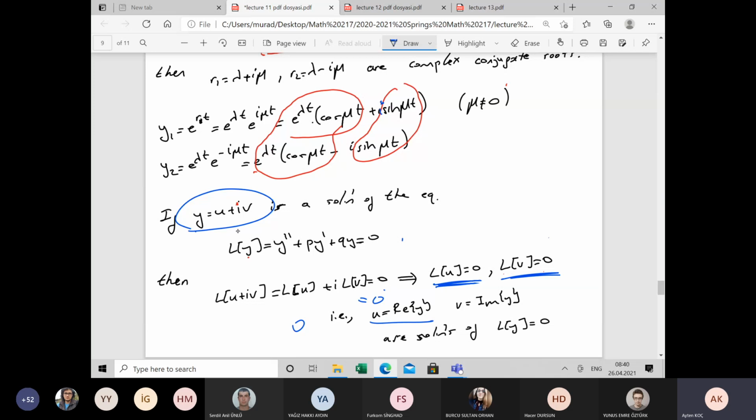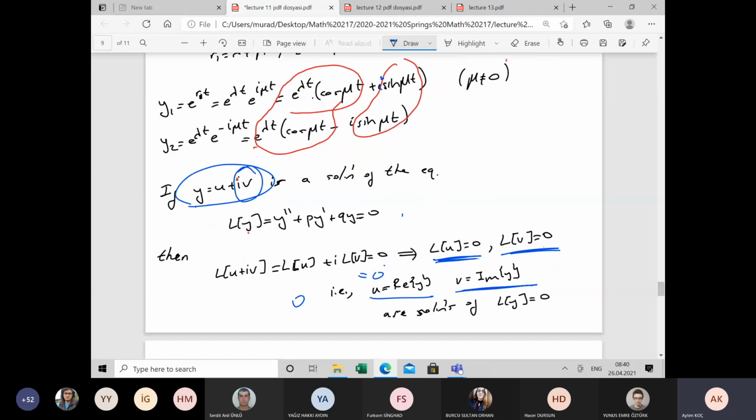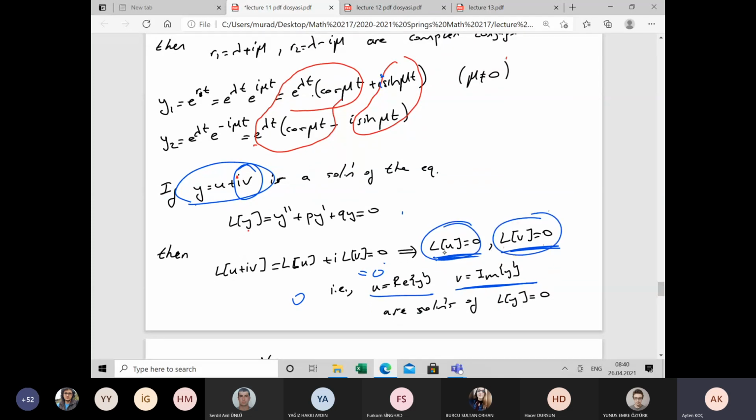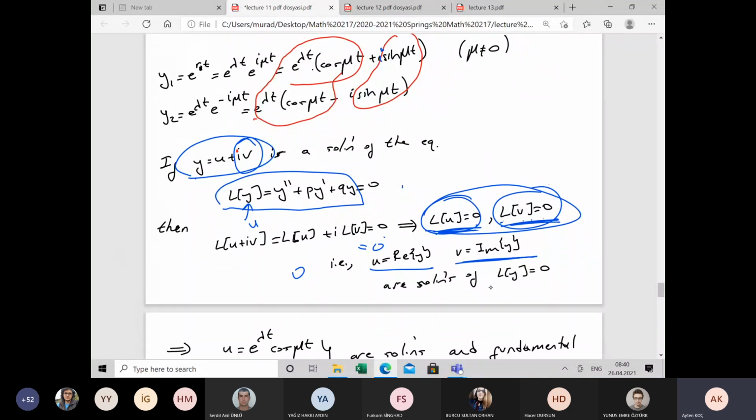And what's the v? v is the coefficient of i. So what does it mean? This one is 0, this one is 0, and what is L of y? Substitute u here: L of u is 0, which means u is a solution. And L of v is 0. What does it mean? v is also a solution of the differential equation, so u and v are solutions of L of y is 0.